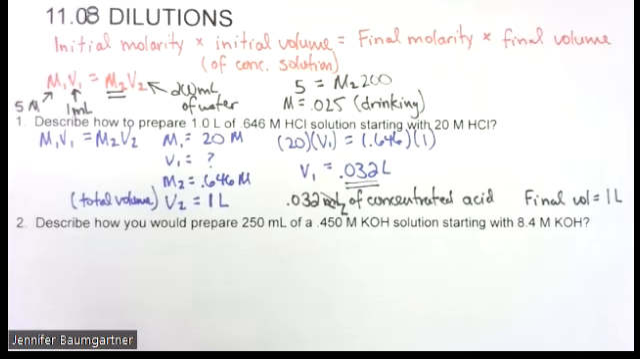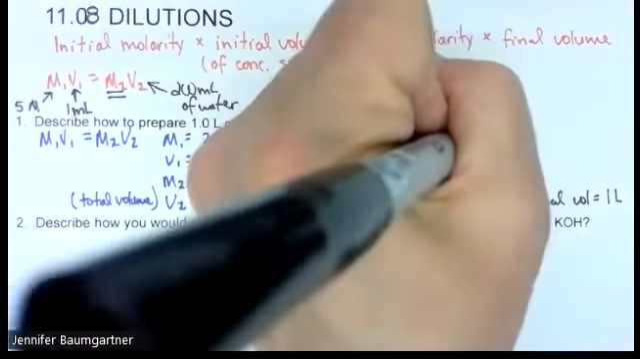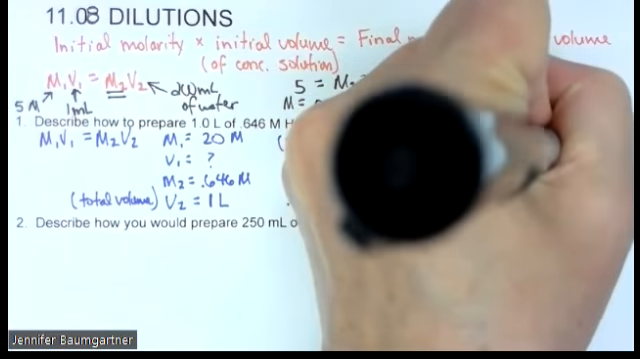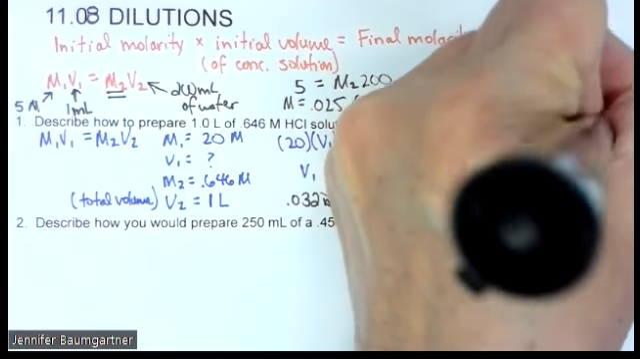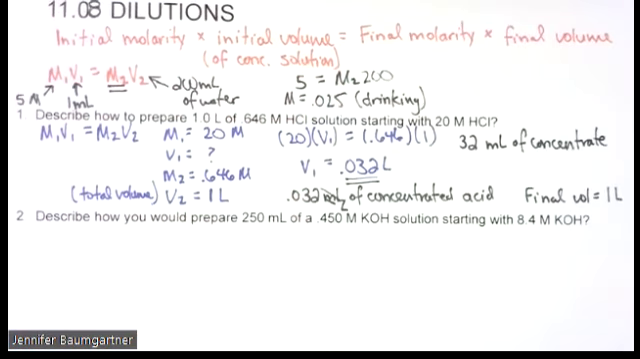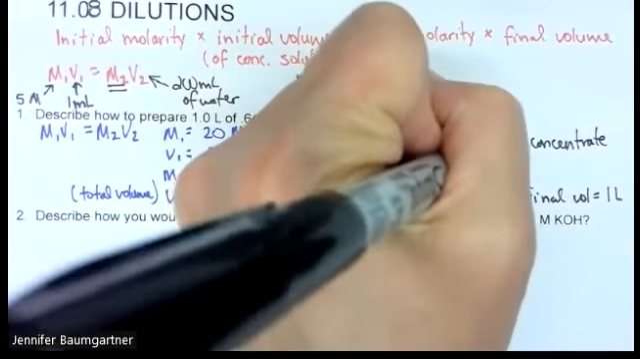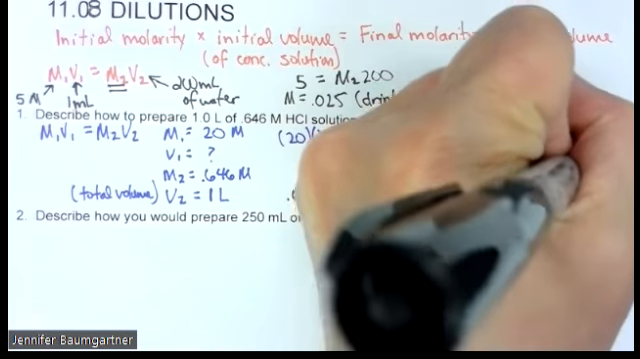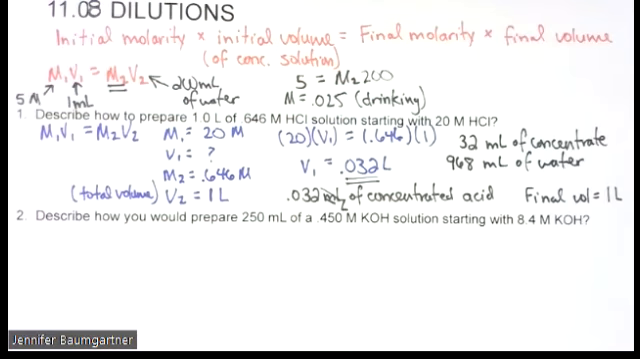So this means that I need to use 32 mils of concentrate, and I'm going to want to add to that 968 mils of water. So when you're diluting something, you're adding water to it. So I have to take my concentrate and then I add water until I get this final volume of 1 liter. So again, let me point this out.